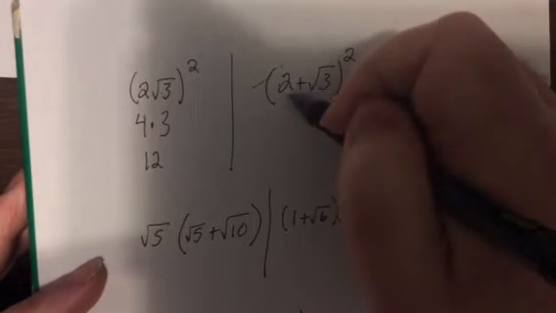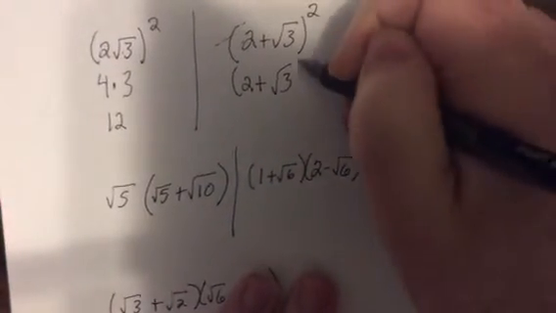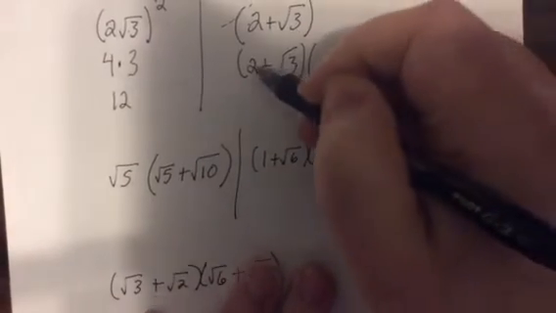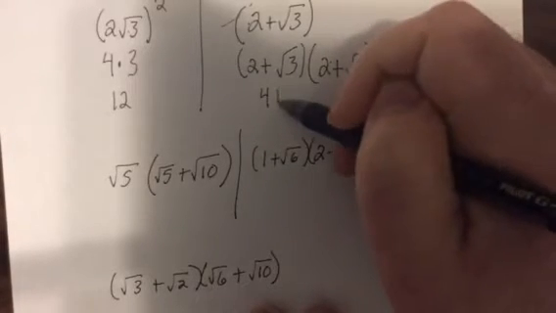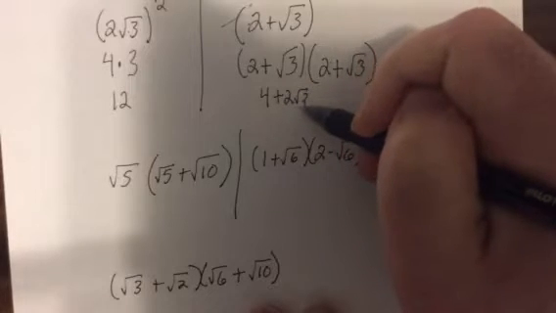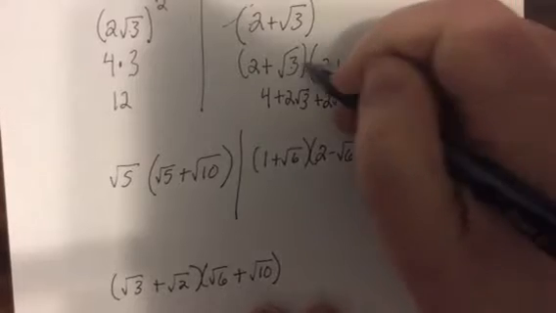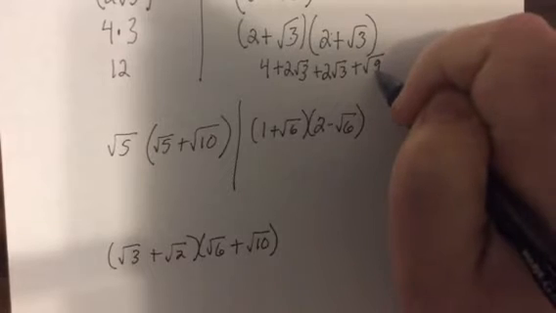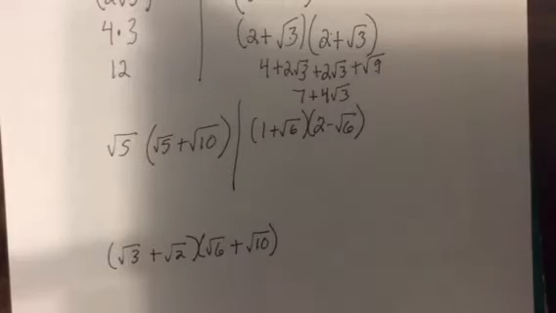This one, since you have a plus, you have to write it twice to make it nice. Let me move it up a little. So 2 times 2 is 4. 2 times square root of 3 is 2 square root of 3, 2 square root of 3, and square root of 9. Square root of 9 is 3. 3 plus 4 is 7, plus 4 square root of 3.